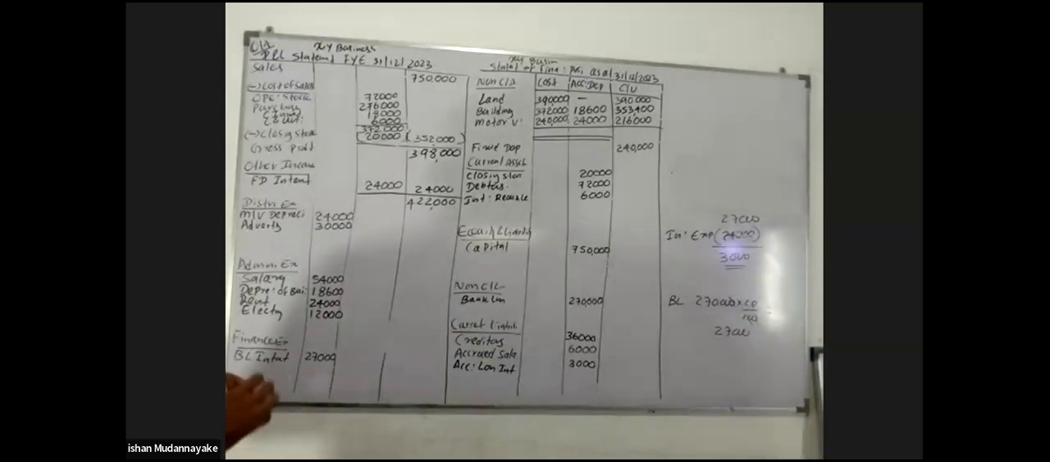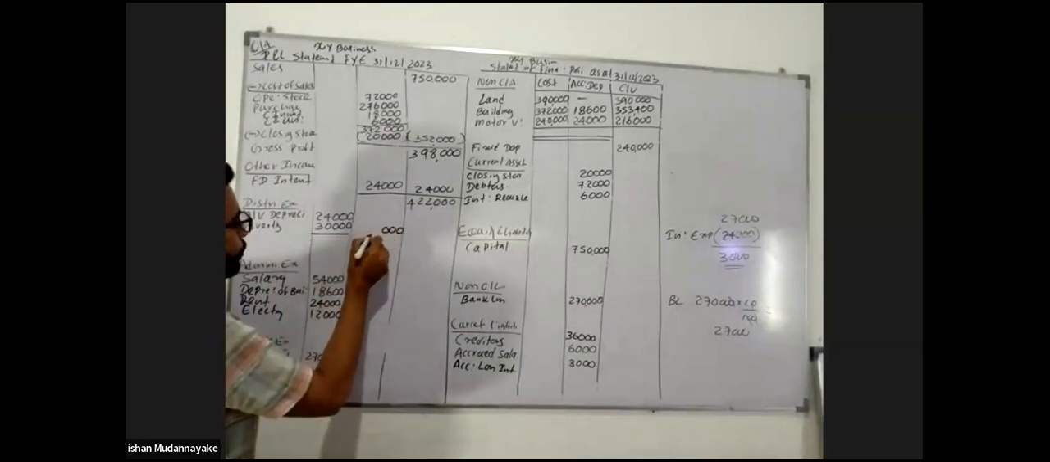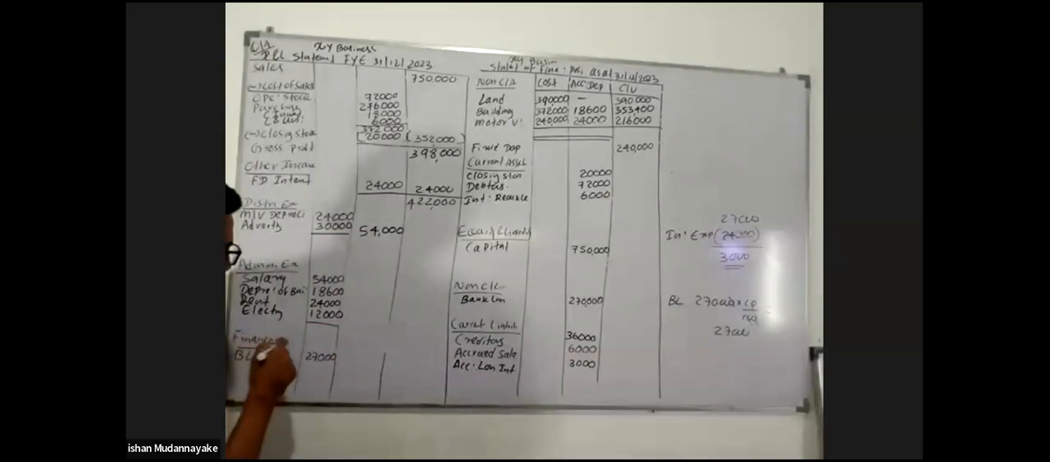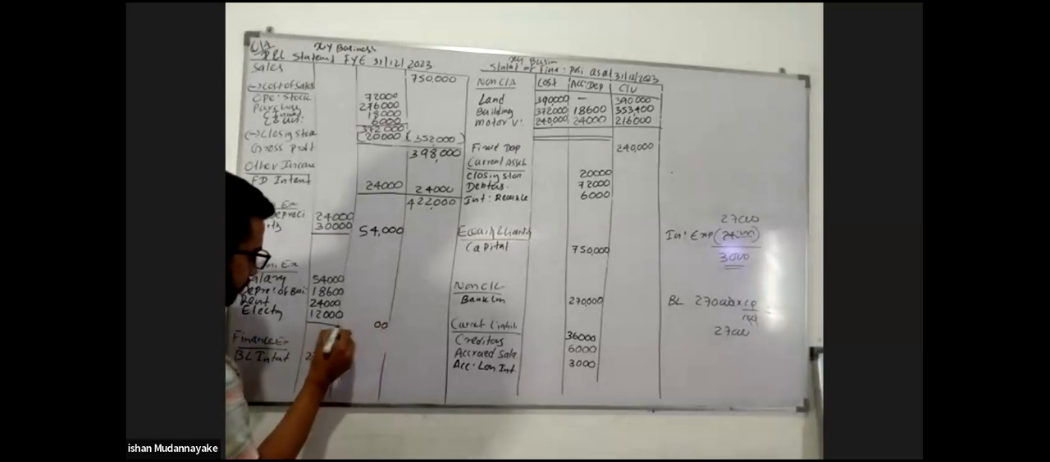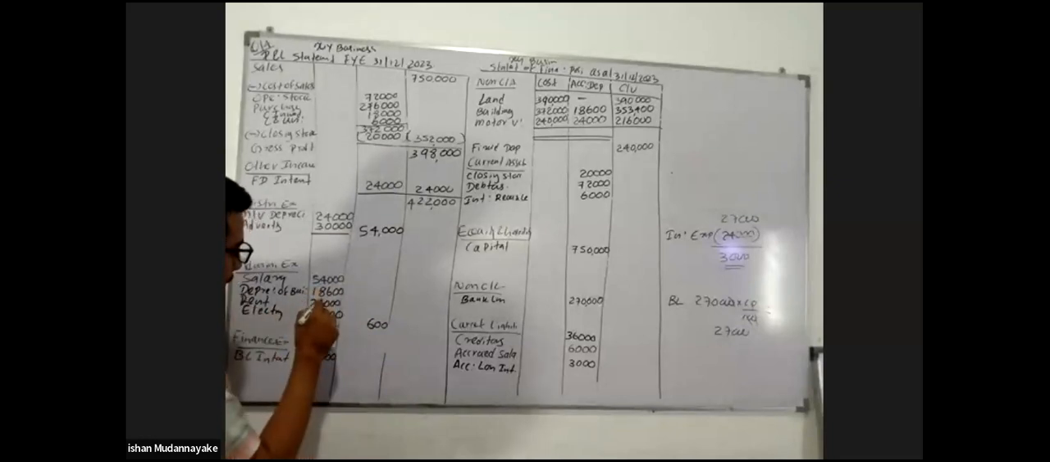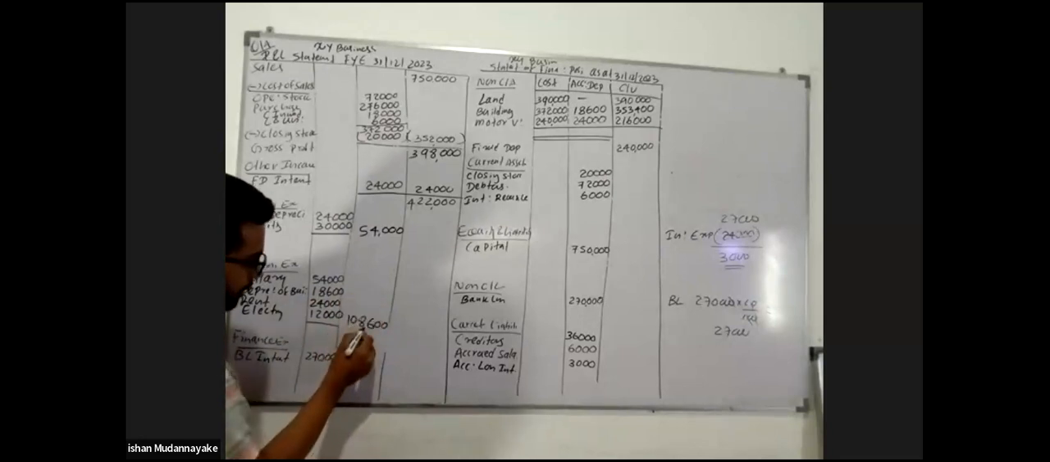And then distribution expense. Take the total amount of the distribution expense, 54,000. Administration expense total amount. Take the administration expense total amount, $108,600.